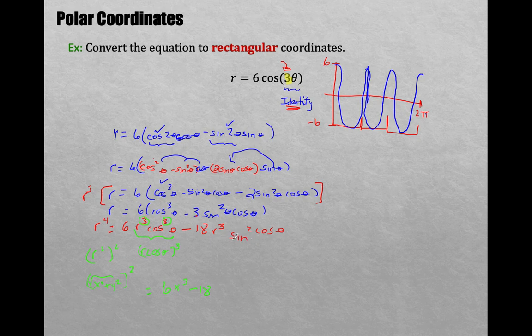And what is this? R cubed sine squared cosine squared. How can I rewrite that? Well, one of those r's is with cosine theta, and the other 2 r's are with sine squared theta. So isn't that x? And what can I do with this?